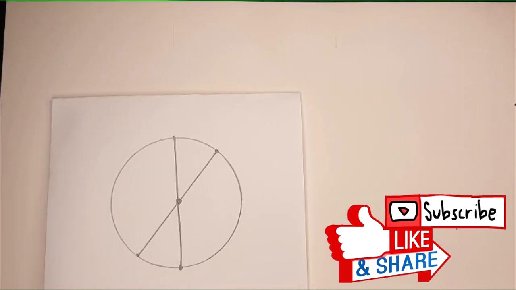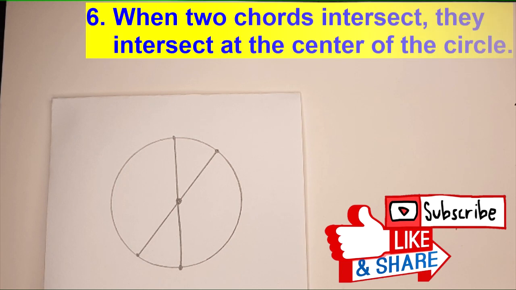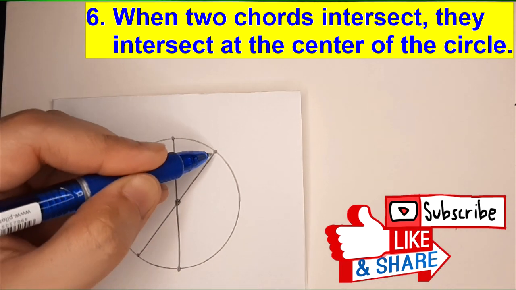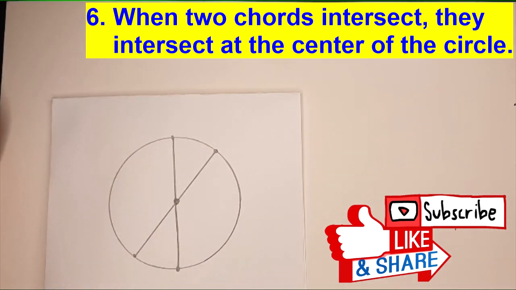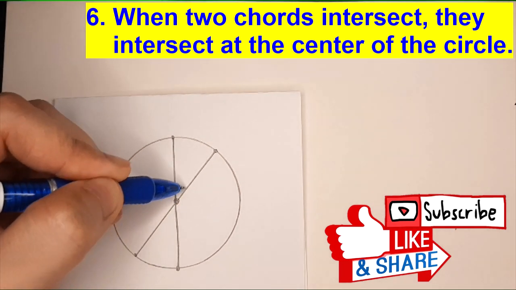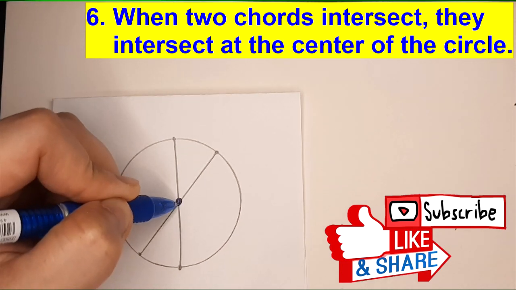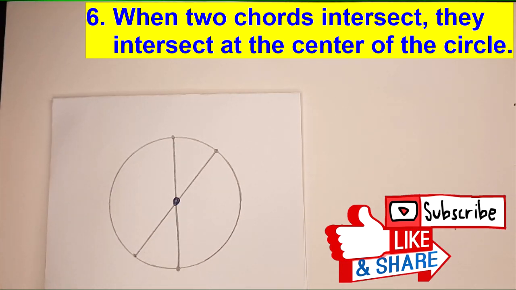Okay, next statement. It says here, when two chords intersect, they intersect at the center of the circle. Is it a true statement or a false statement? Actually, pwede naman, if you have these two chords, actually they are diameters of the circle. Right? So, itong two chords na ito, they intersect at the center. Yes, okay? Pwede, but not always.